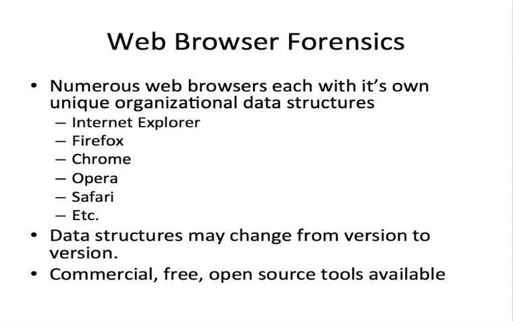So we'll look at a couple of tools for a couple of different browsers today. We'll concentrate on Firefox and Internet Explorer and show you how the data is organized on each of those web browsers. And realize that there are commercial forensic tool suites that will parse the different web browsing data for you. Then there are free and open source tools available, and we'll go over a couple of those, which are pretty neat.